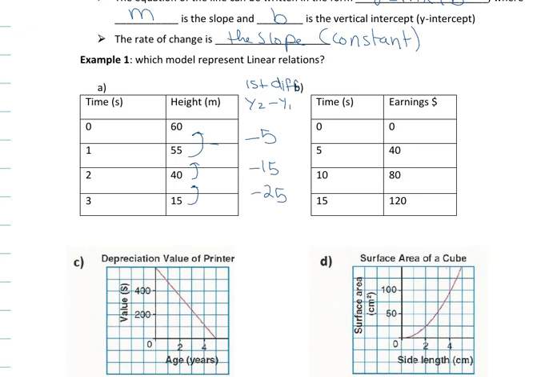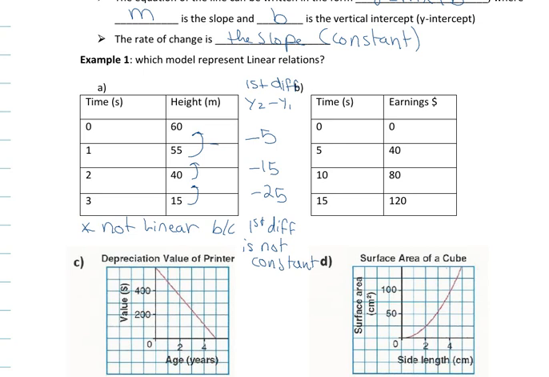Okay? So this is not linear because the first difference is not constant. So whenever you see a table of values, in order for you to know if it's linear or not, you're going to have to find your first difference.